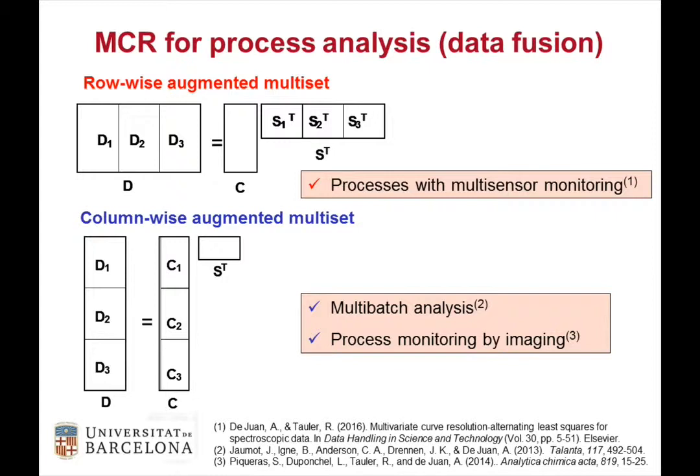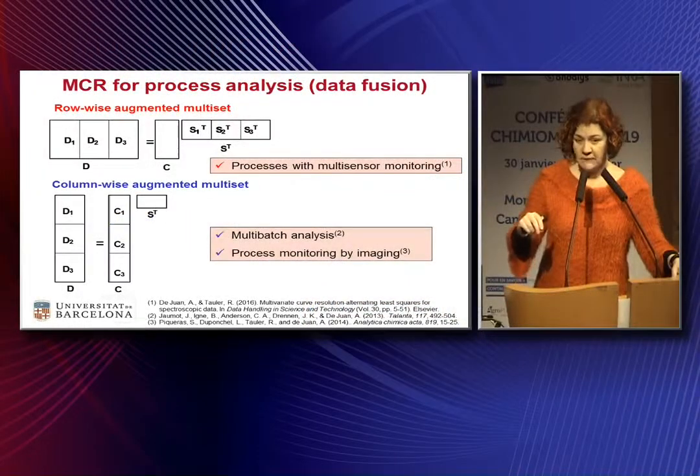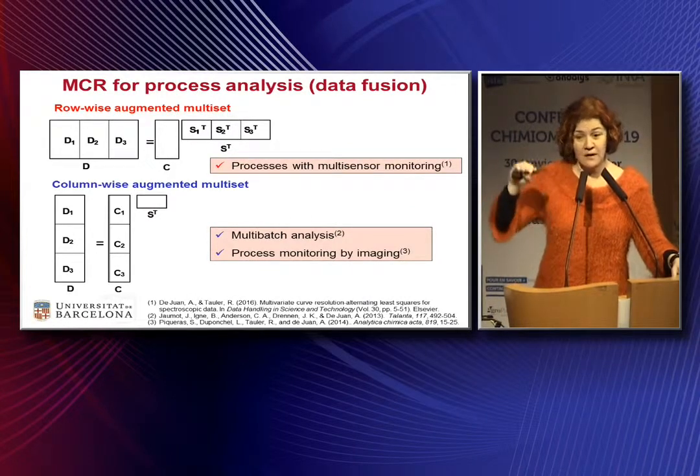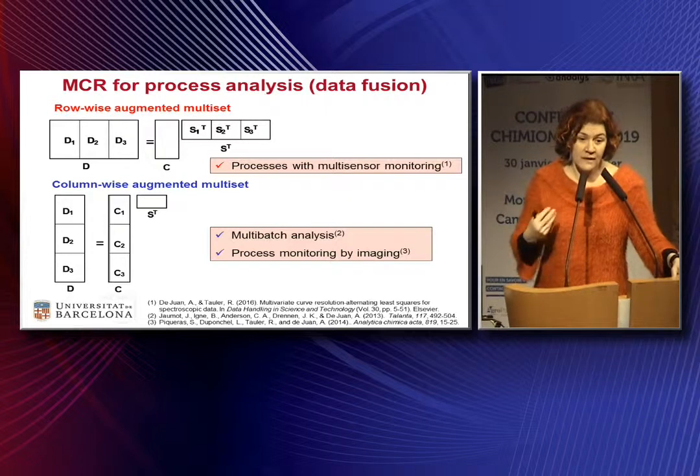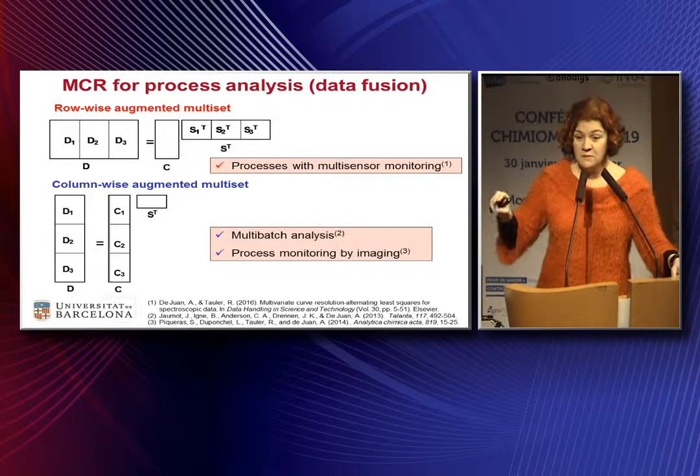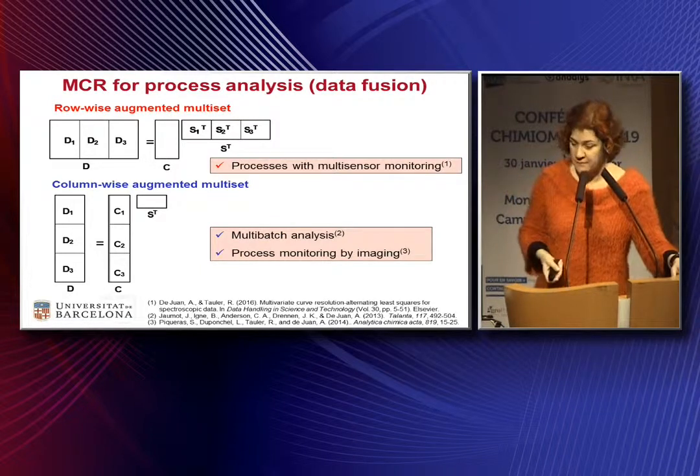The typical examples can be what you see on top, this kind of multi-set extended in the row direction, when we have different sensors that are monitoring the same kind of process. Or if we put information one on top of each other, with a single kind of sensor, like a spectroscopic sensor, we can study several batches altogether. Or we can study some other kind of measurements, like spectroscopic imaging, and monitor a process collecting images at different times or at different pHs or at different temperatures. Okay? I will show some examples of those.